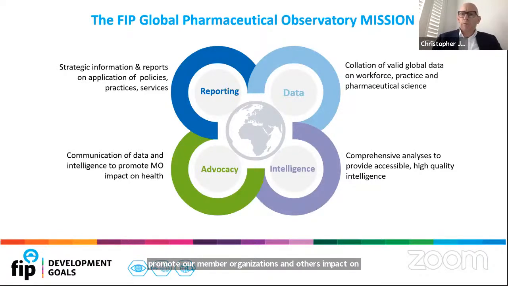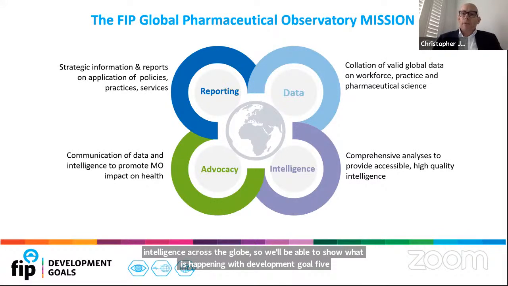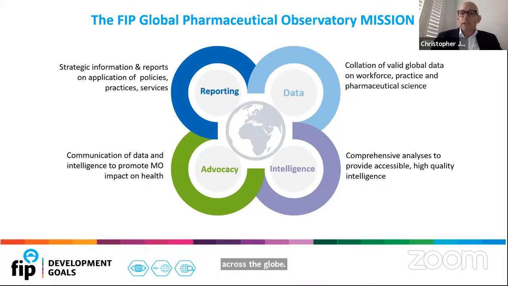And this communication will often be via the FIP Atlas, which is our visualization platform for the Global Pharmaceutical Observatory for displaying our intelligence across the globe. So we'll be able to show what is happening with Development Goal 5 across the globe. Finally, we will provide evidence-based strategic information, reports, and guidance on the application of pharmaceutical science, policies, practices, and services. Next slide, please.